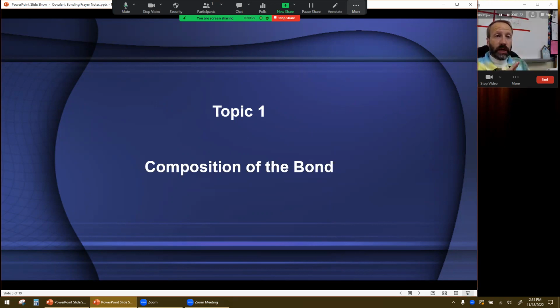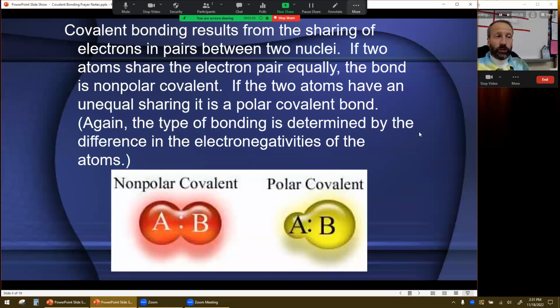And what makes up a covalent bond? Okay. So a covalent bond results from the sharing of electrons in pairs. Okay, I want to stress the pairs part. Sharing electrons in pairs between 2 nuclei. Now, they don't have to share equally. If they do share equally, we call it nonpolar covalent. If they do not share equally, we call it polar covalent. Okay, and I'll get into a little more the polar part of polar covalent.